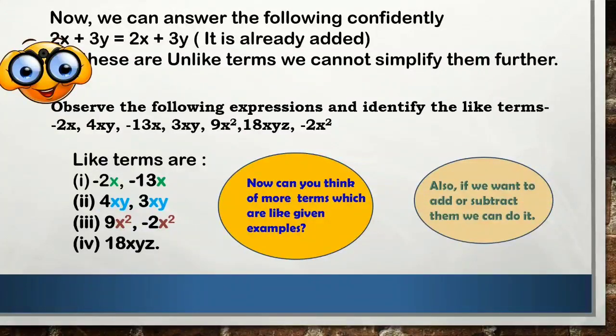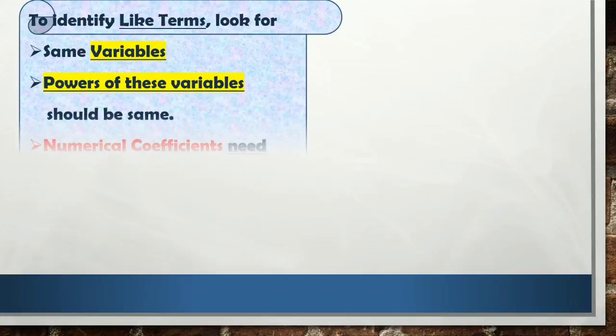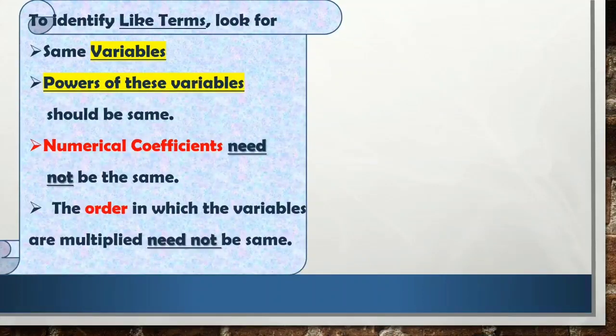Okay. Also, now if we want to add or subtract them, now we can do. Okay, if I want to add this, I can easily write, okay, minus 2x minus 13x minus minus, same sign, add and put the same sign. We know the rule now. So minus 15x will be the answer. So we can add or subtract the terms only when we know that the terms are like terms, right?